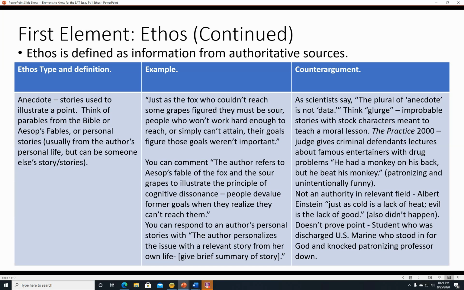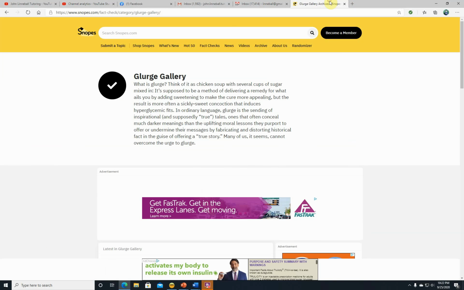So the counter-argument to this is the plural of anecdote is not data. If you tell a bunch of stories, it's not as good as having solid quantitative data, controlled studies, etc. So you can think glurge. Glurge is a bunch of improbable stories with stock characters meant to teach a moral lesson. So I went and looked up the Glurge Gallery archives here.